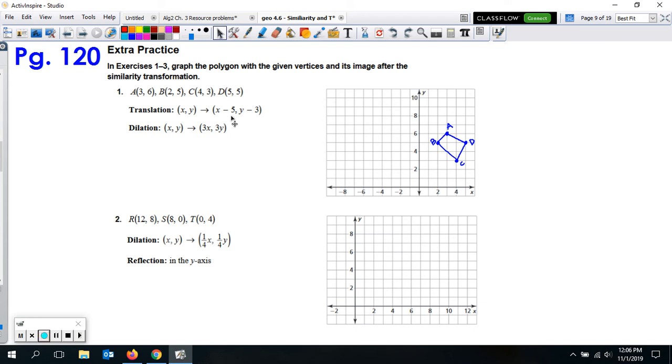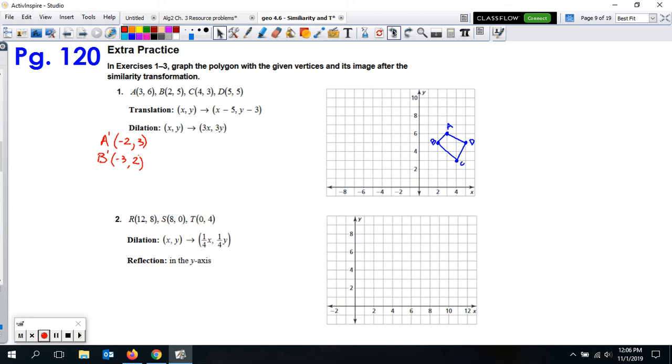We're going to basically move it 5 units to the left and 3 units down for all of these points. All these vertices will do that. So for the A prime, it'll now be -2, 3. That's just putting 3 here. 3 minus 5 is -2. 6 minus 3 is 3, and so on.